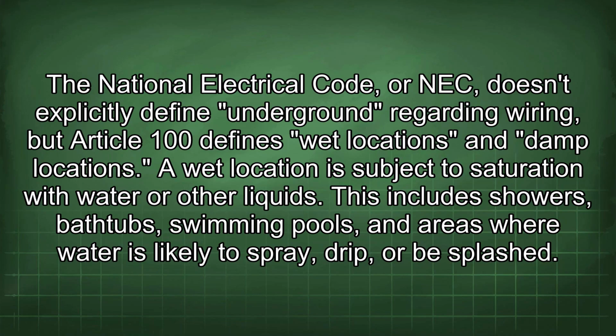The National Electrical Code, or NEC, doesn't explicitly define underground regarding wiring, but Article 100 defines wet locations and damp locations. A wet location is subject to saturation with water or other liquids. This includes showers, bathtubs, swimming pools, and areas where water is likely to spray, drip, or be splashed.